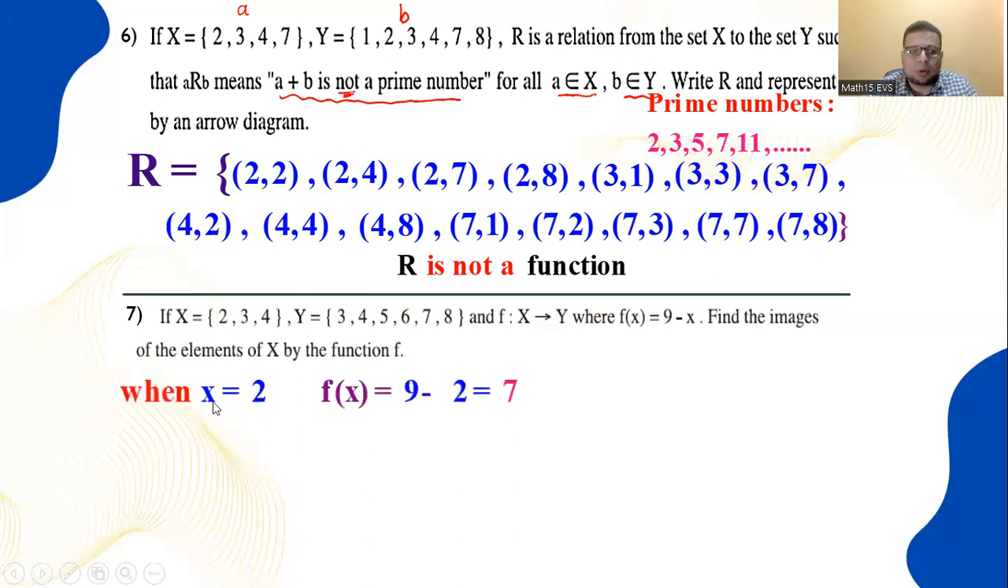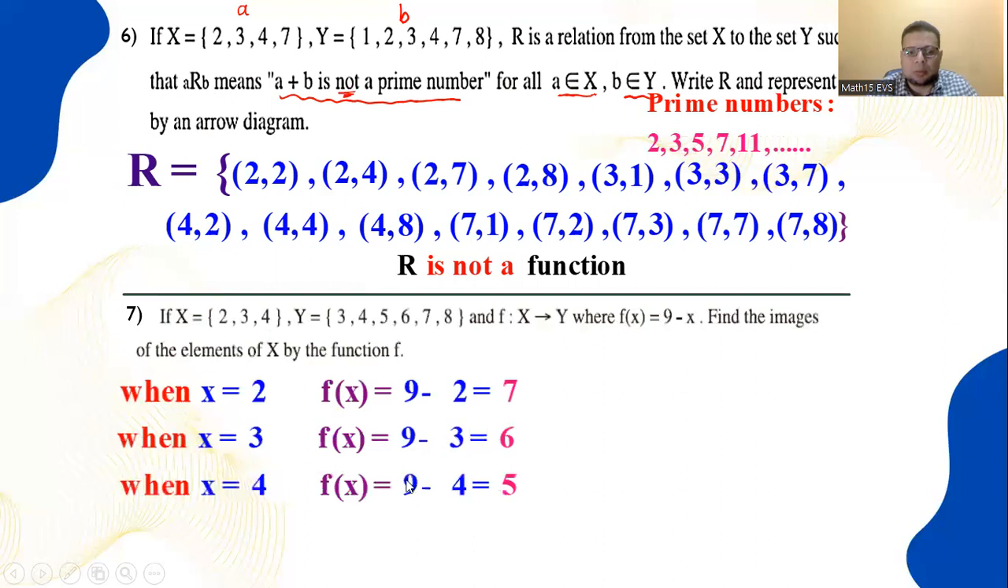When x equals 2, you put 2 here: 9 minus 2 will be 7. So you will take 2 with 7. When x is 3, you will find 9 minus 3, 6. And when x is 4, 9 minus 4 is 5. So these are the images, 7, 6 and 5. The images, that means the range. You will join only 2 with 7, 3 with 6, 4 with 5. So 7, 6 and 5 are the range.